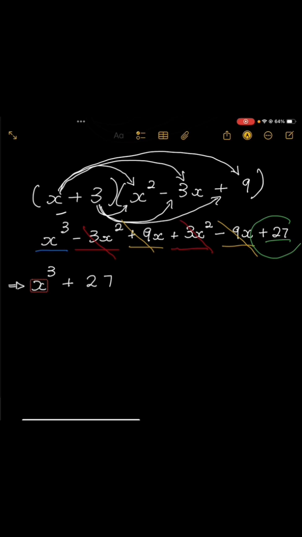I've actually simplified the following expression fully, applying the FOIL method and distributing the terms in the other brackets.